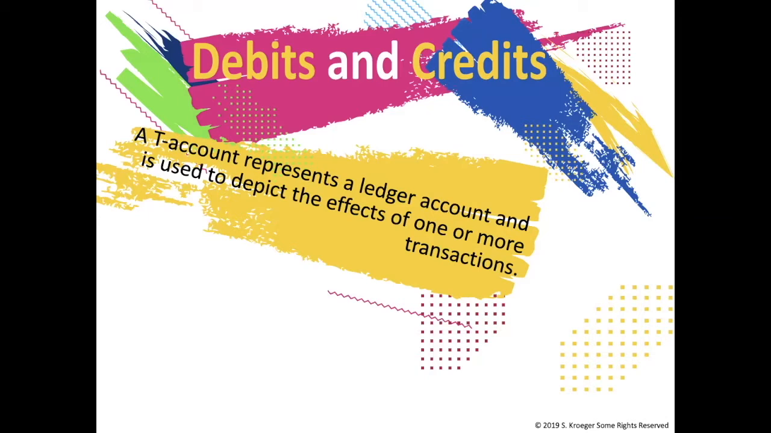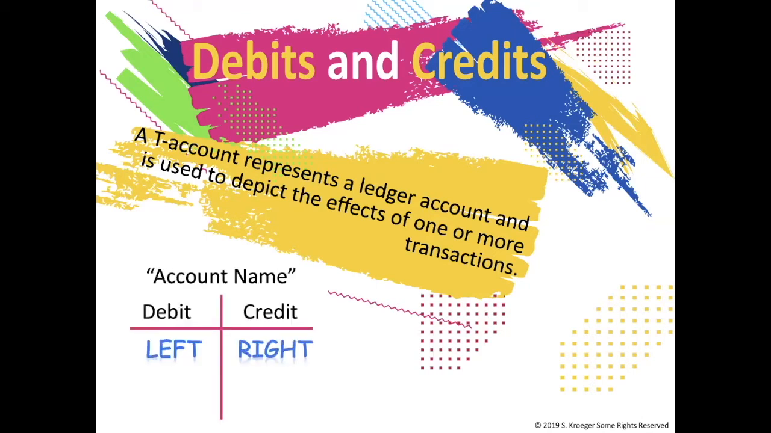I know many bookkeepers who use T accounts for every transaction, some who never use T accounts, and some who only use it for more complex transactions. This is what a T account looks like. Notice that it's in the shape of a T, hence the name. Debits represent the left side of an account, while credits represent the right side of an account.